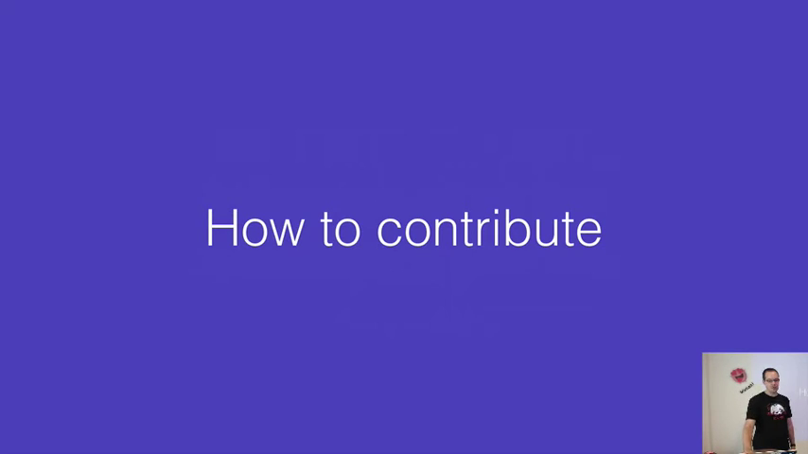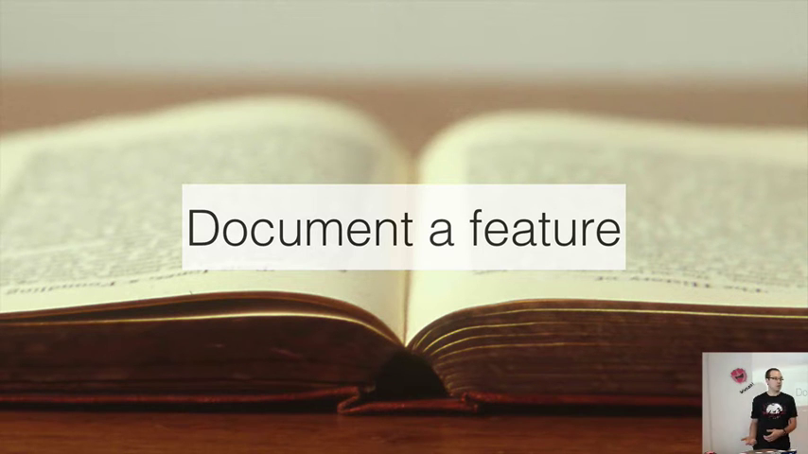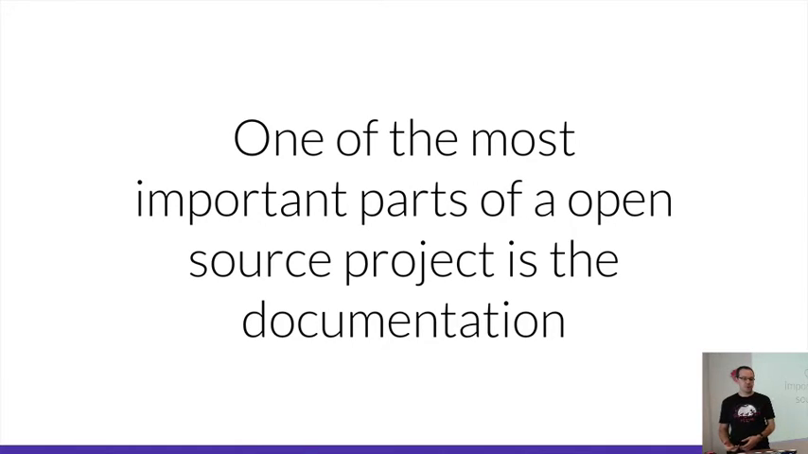So how do you contribute? The simplest way you can start contributing is to simply document a feature. One of the most important parts of an open source project is documentation. This is how the user gets to find out about the project and to understand what it does.